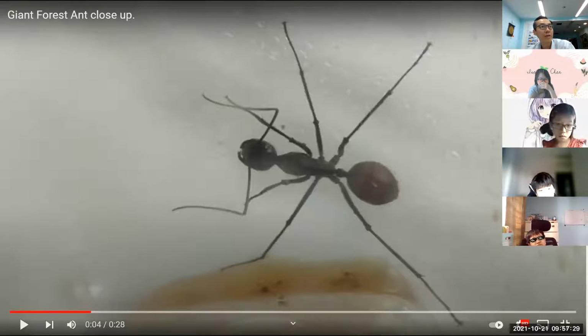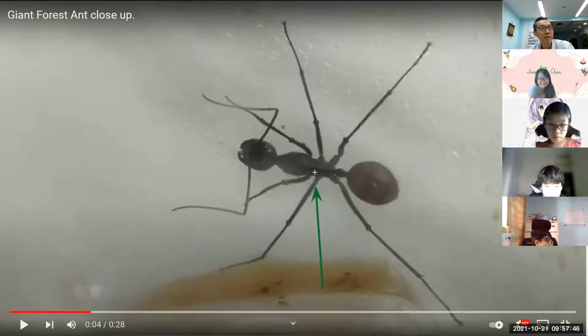This part. I try to annotate on the screen. Is this a male or a female ant? This one I'm not quite sure because I'm not a specialist. Yeah, but I want to show you this part, because many students thought that this part, you see this one.